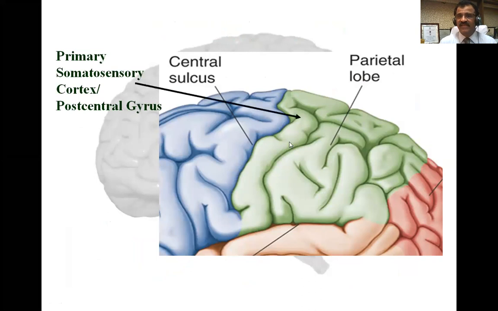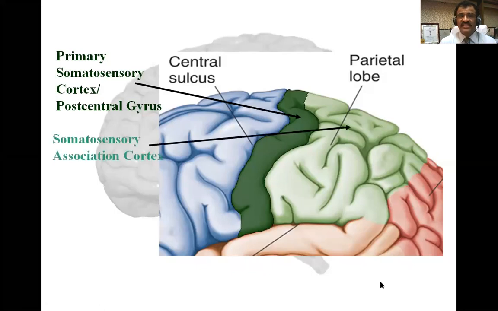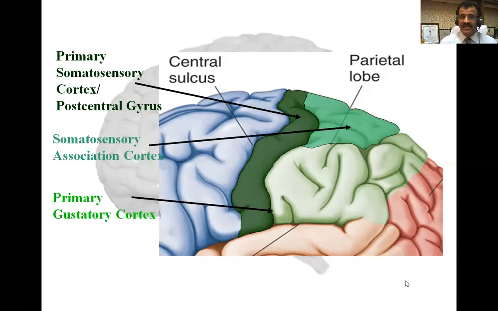You can look at this arrow. It is showing you one strip. This strip or strap is called the primary somatosensory cortex or post-central gyrus, which has the primary sensory area, area number 3, 1, 2. Behind that there is the somatosensory association cortex, which is the secondary sensory area. It has area number 5 and 7. Plus you will get the primary gustatory cortex, that means the area for taste sensation, and that is area number 43. So these are the important areas on the parietal lobe.